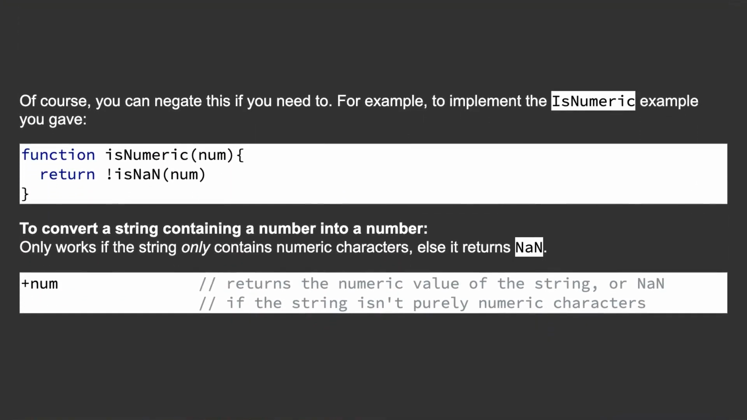Of course, you can negate this if you need to, for example, to implement the IsNumeric example you gave.